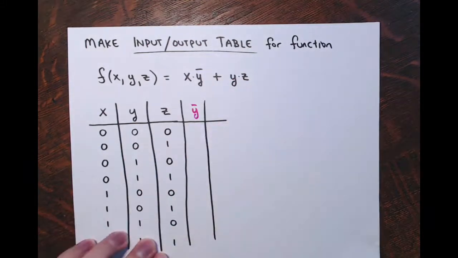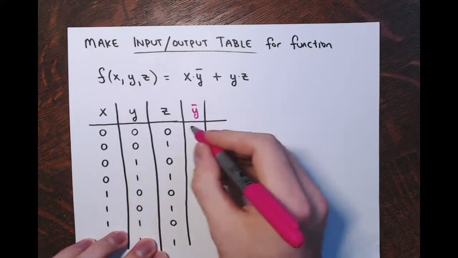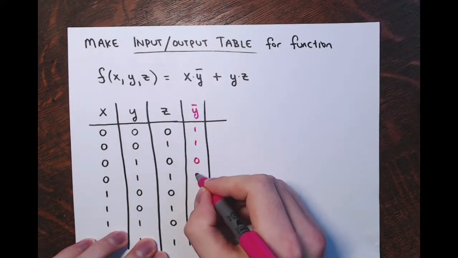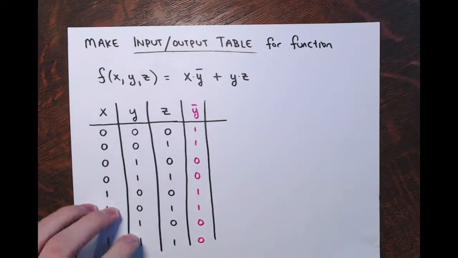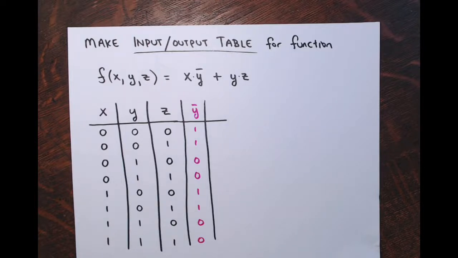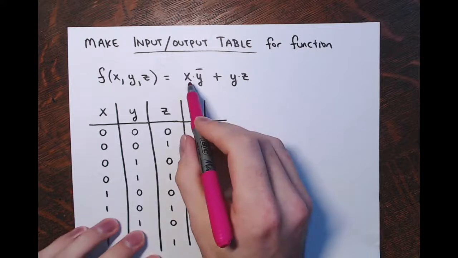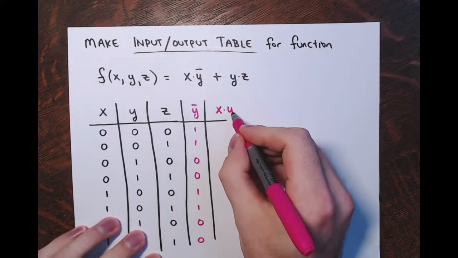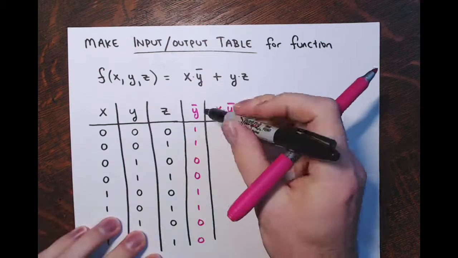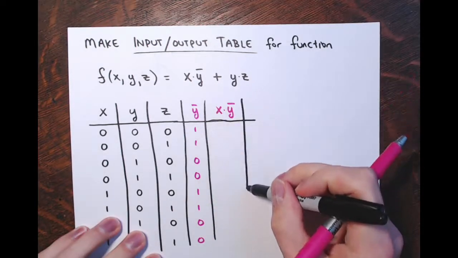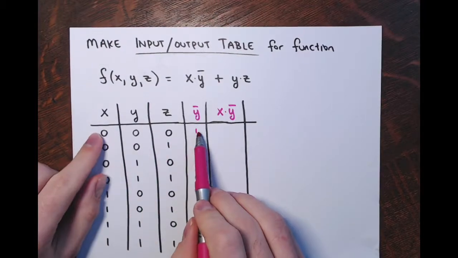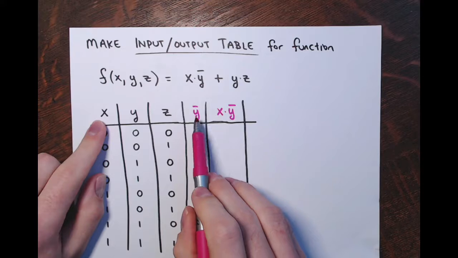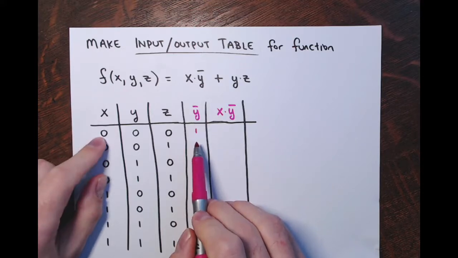So not y, the complement of y, would be 1, 1, 0, 0, 1, 1, 0, 0, right? If I just do the opposite of the y column, then I make a new column with the x times not y, x times not y here. And just pay attention to, I'm doing the x times the not y column. So this first column and this fourth column, I'm multiplying these values.